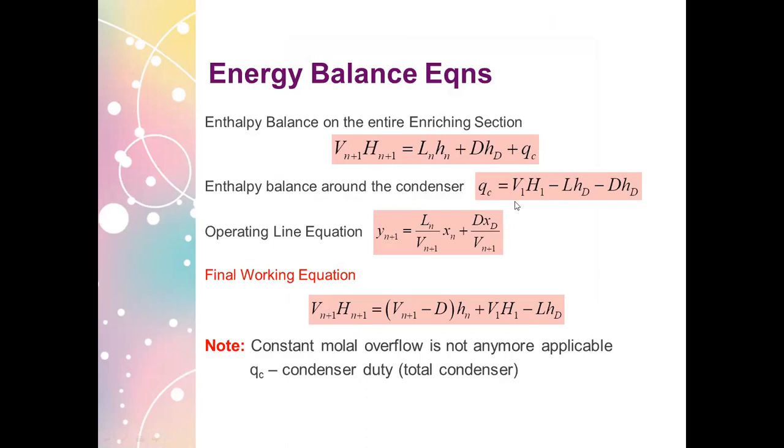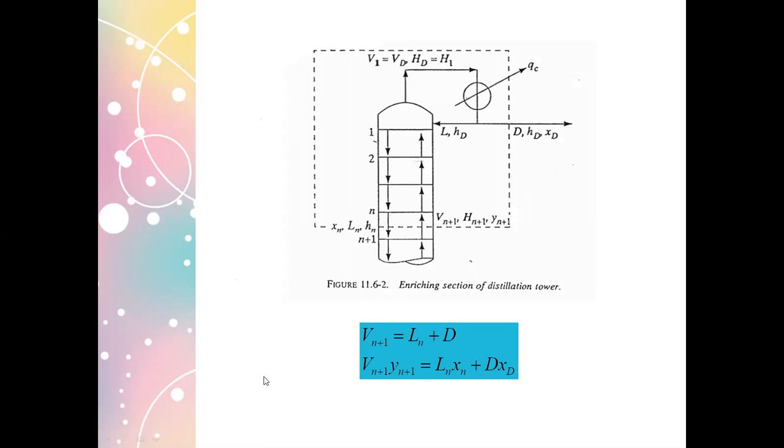Now, when we make an enthalpy balance around your condenser only, this would be the enthalpy balance or energy balance just on your condenser. So we go back to the condenser. In your condenser, there are three streams: the V1, you see this V1, the L, and the D. So this is leaving, this is leaving, this is leaving. That's the only thing that is positive. The rest are all negative when we speak of the condenser only, not the enriching section. We're just talking about the condenser.